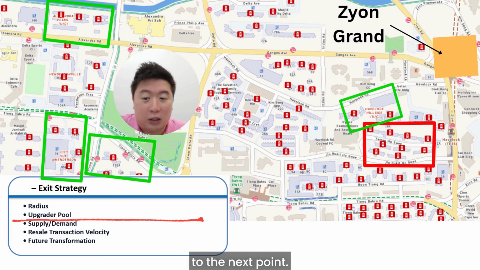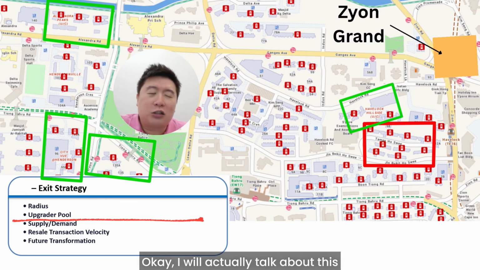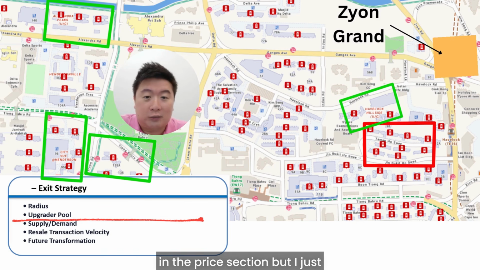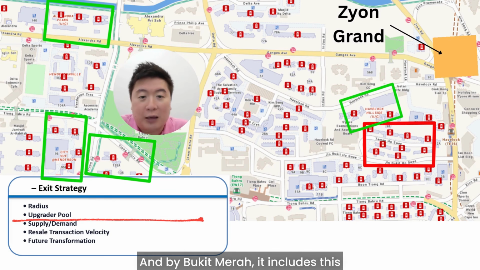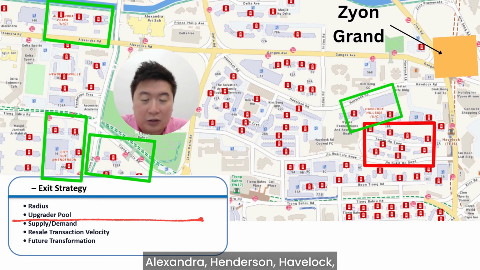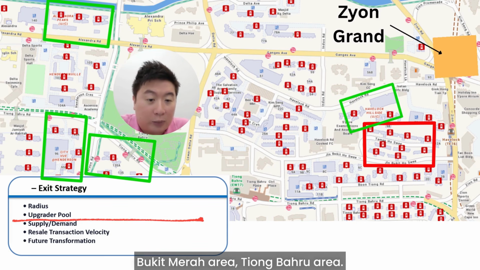Oh, but that brings me to the next point. Bukit Merah is actually okay. I will talk about this in the price section, but I'll just say a quick one. Bukit Merah, long term wise, is the one with the highest number of $1 million transactions. And by Bukit Merah, it includes Alexandra, Henderson, Havelock, Bukit Timah area or the Bahru area.